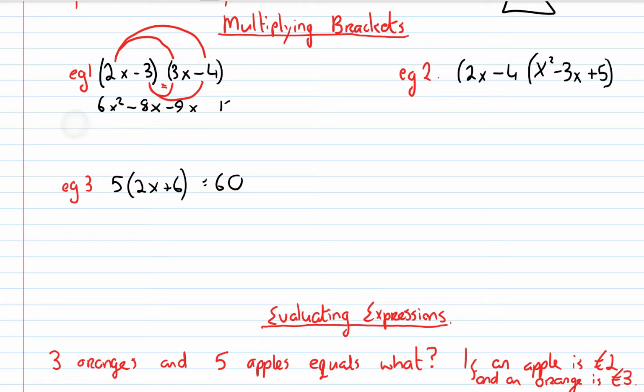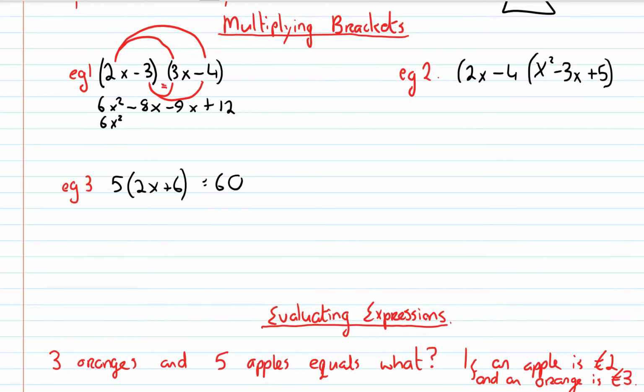Well, 3 by 4 is 12. And like signs give a plus answer. Okay, there's the rules of multiplication. Now we're going to simplify. We're going to look and see if there's anything the same or similar. We have a 6x squared. Have we any other x squareds? No. So that will just stay as 6x squared.